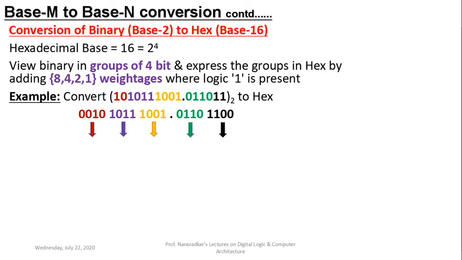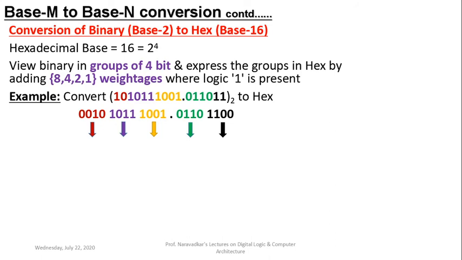Then next, using the yellow color, that group is 1001. 8421. At the 8 position there is 1. At the 1 position there is 1. The rest 2 are 0. That's why 8 plus 1 is equal to 9. 9 is a valid hexadecimal digit.